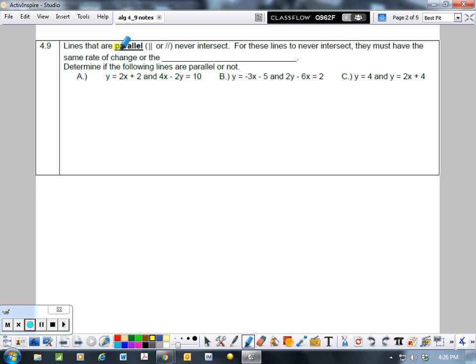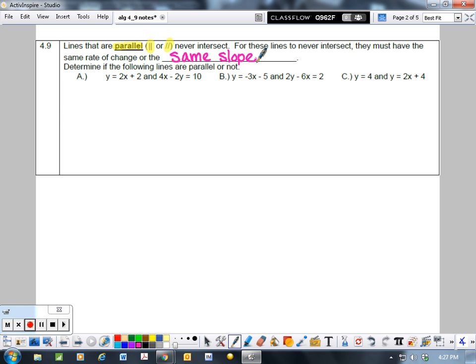So the symbol you need to know for parallel can look like this or like this, depending on what typing program someone has or how they tend to write. And they never intersect. In order for lines to never intersect, they have to have the same rate of change or the same slope. So we can tell if lines are parallel by graphing them and looking at them, or we could tell just by looking at the equation of the line and seeing if they have the same slope.